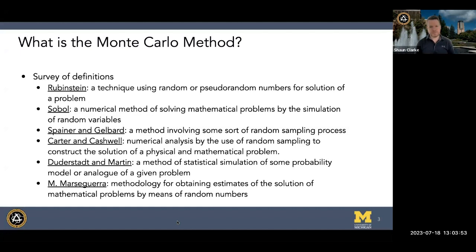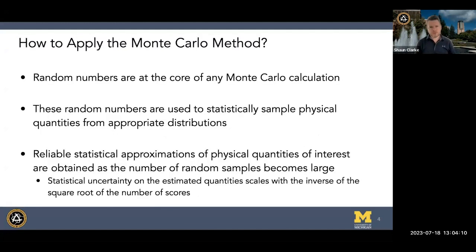It's a solution method that we can use that is somehow based on random numbers. So it's a little bit confusing. How can we use random numbers to predict something that is real and physical? But that is precisely what the Monte Carlo method does. Random numbers are at the core of any Monte Carlo calculation. In order to perform Monte Carlo, we need a set of accessible random numbers.